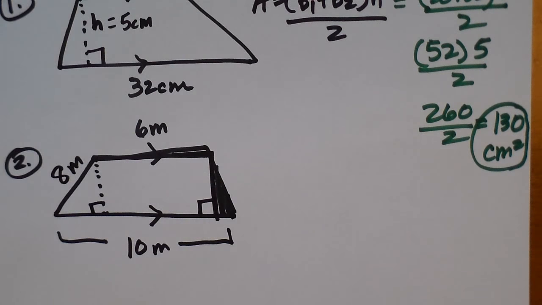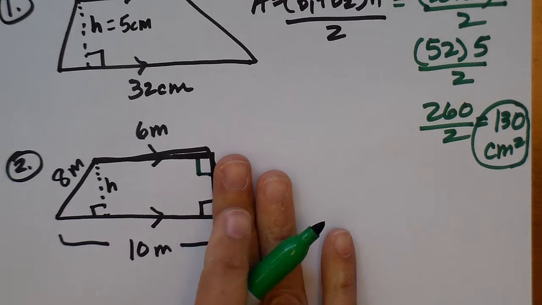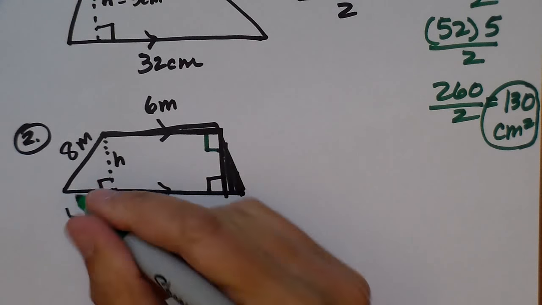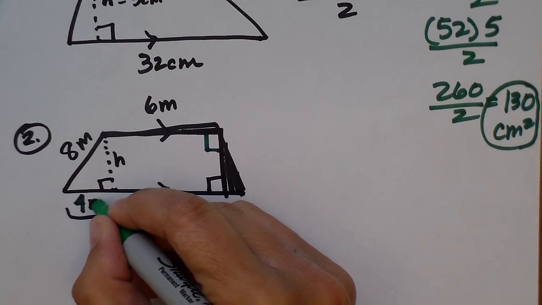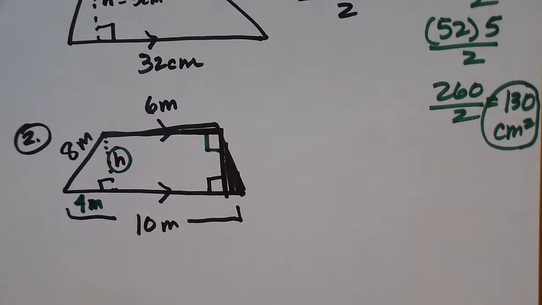I cannot find the area here without doing the Pythagorean theorem to find the height. So let's look at this. The top, if I make these right angles, which is what the intention was, and imagine that that's not there. If those are right angles, that means if the top is 6 and the bottom is 10, this would be what? 4. Now I can use the Pythagorean theorem to find the height.